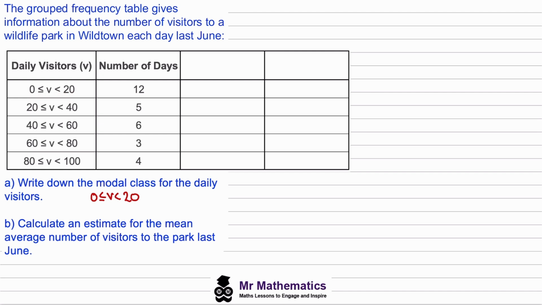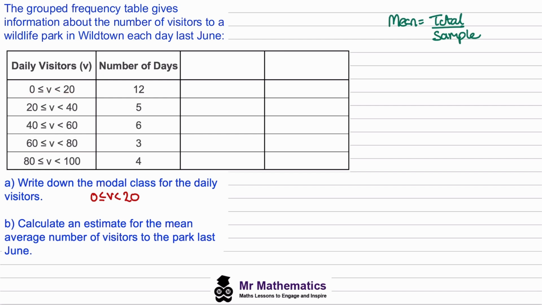Okay, so for part B, calculate an estimate for the mean average number of visitors to the park last June. So we should know that the mean average is the total of the data divided by the sample size. The problem is, we can't work out the exact total, because all we know is that the 12 days had between 0 to 20. We don't know if this 12 was exactly 5 visitors or 8 visitors. We just know it's within this class.